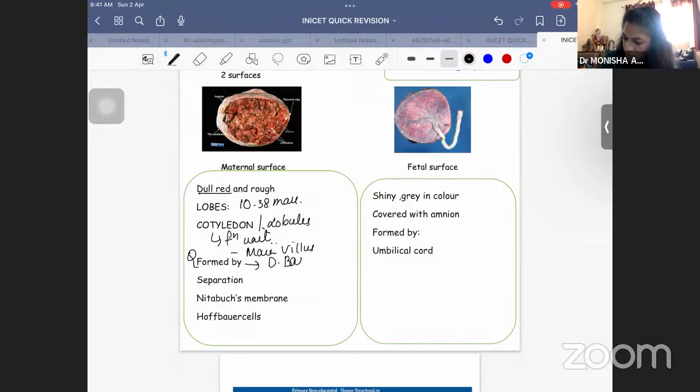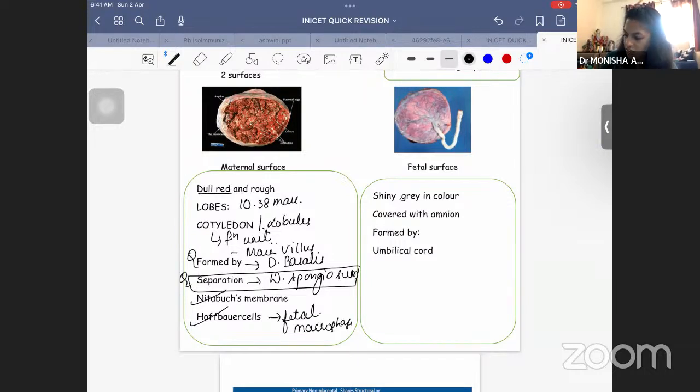This can be a question. And from where is the separation? Decidua spongiosum. The line of separation or the plane of separation is at the decidua spongiosum. And Nitabuch layer and Hofbauer cells are nothing but the fetal macrophages that are also present on the maternal side. When we're talking about the fetal side, which is shiny gray in color, it is covered with the amnion, it also has an umbilical cord, and it is formed by the chorion frondosum.